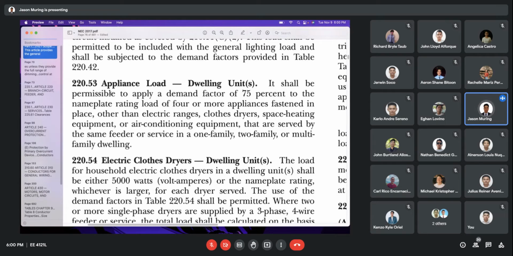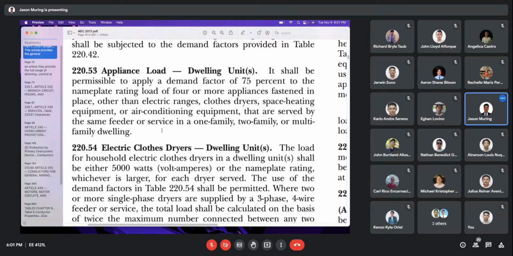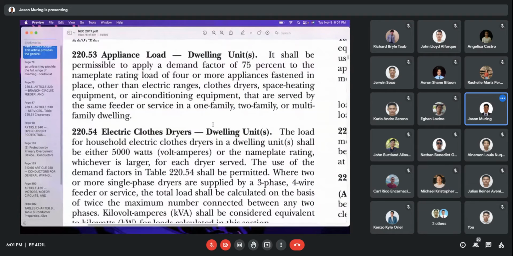This section tells us that if you have more than four small appliances, you can apply 75% to the nameplate rating of those appliances. I already mentioned some last time. You can also use a fan here. Trash compactor, dishwasher, those are examples of fixed appliances. Other than these, I mentioned already.